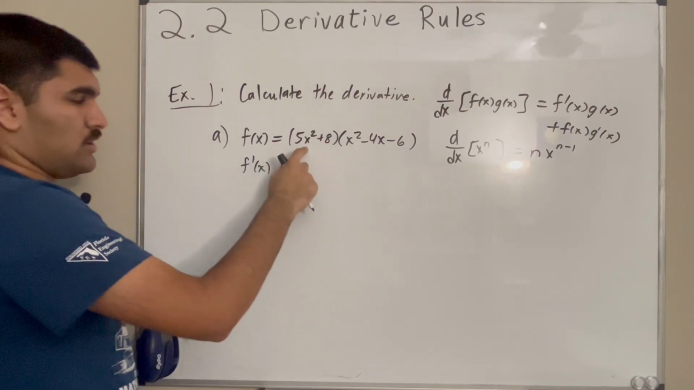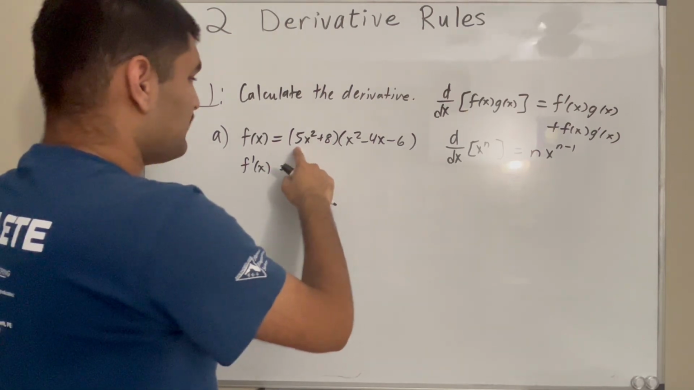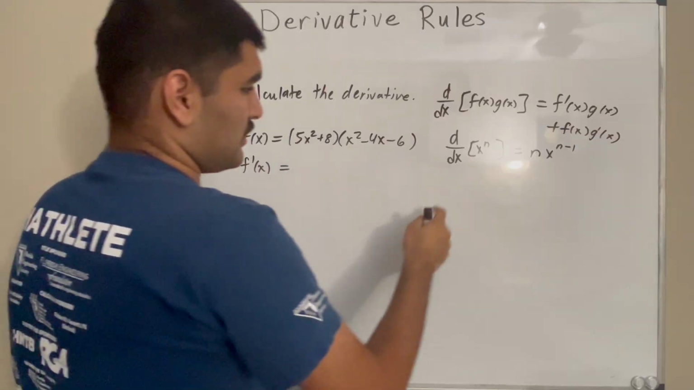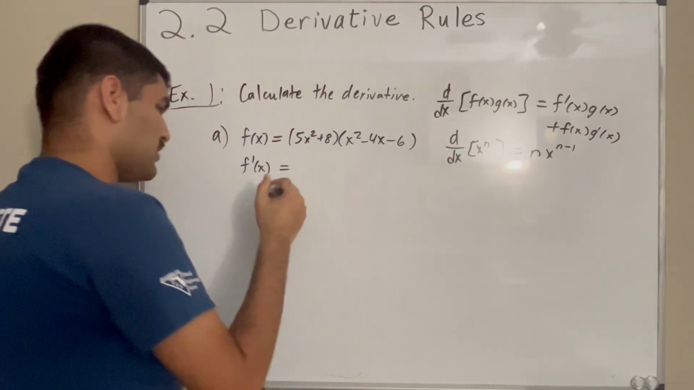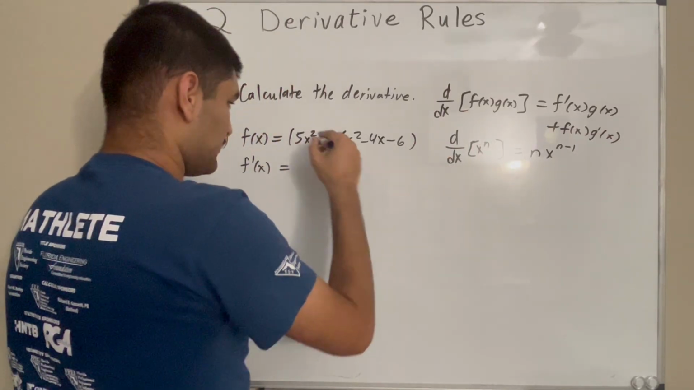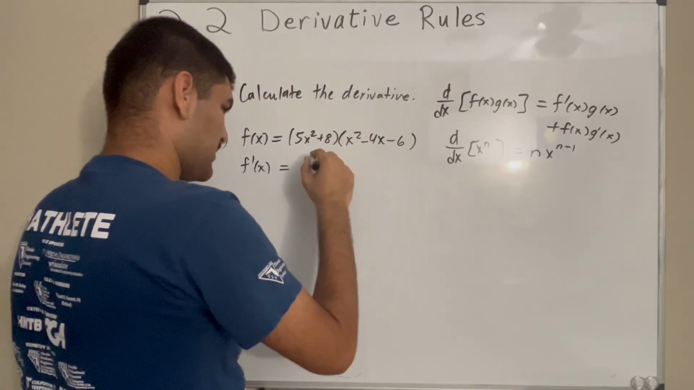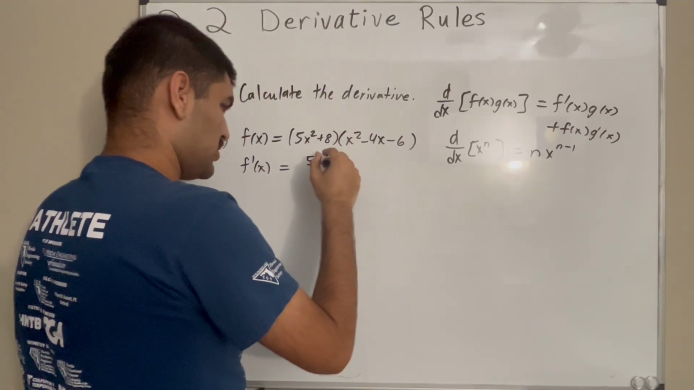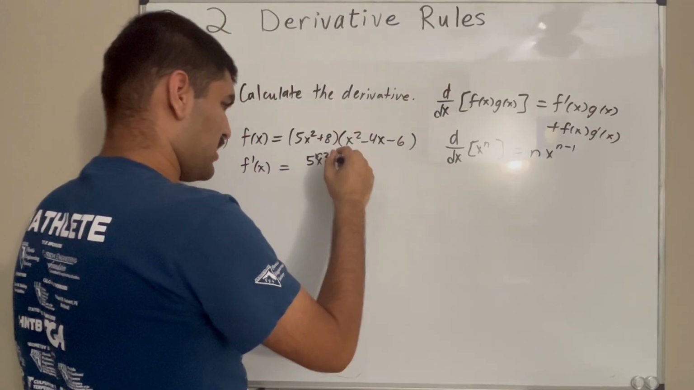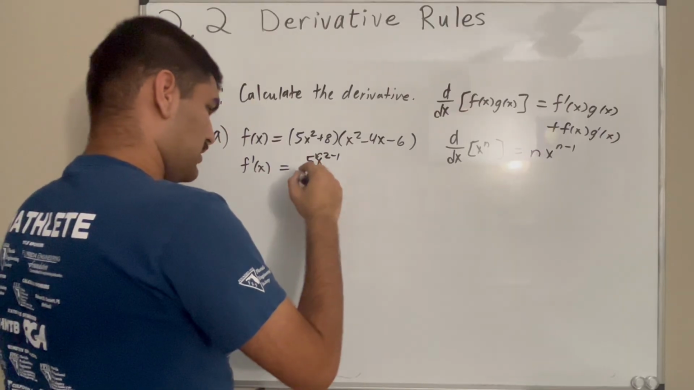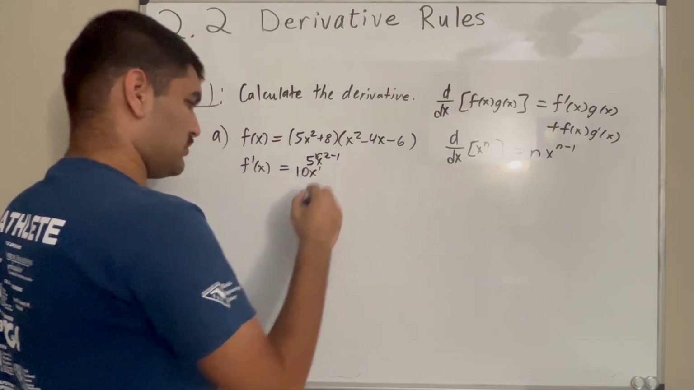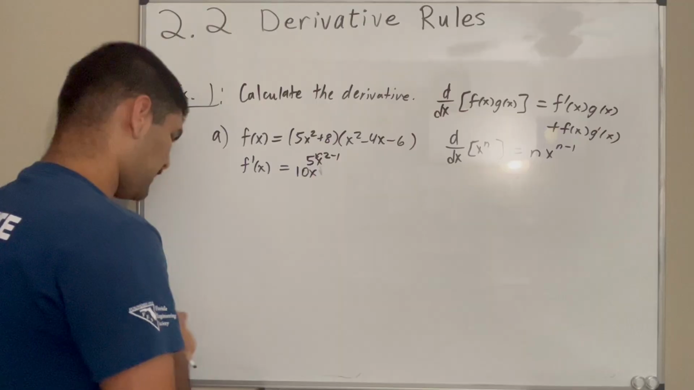So the derivative of 5x squared is, by the power rule, you just take this power out front. So we have 5x squared, right? So you're going to multiply the 2 out front and then minus 1. So you get 10x to the 1, or just 10x. Okay?